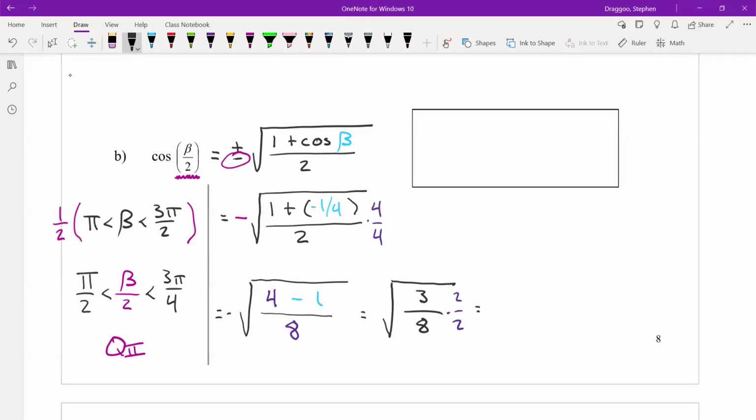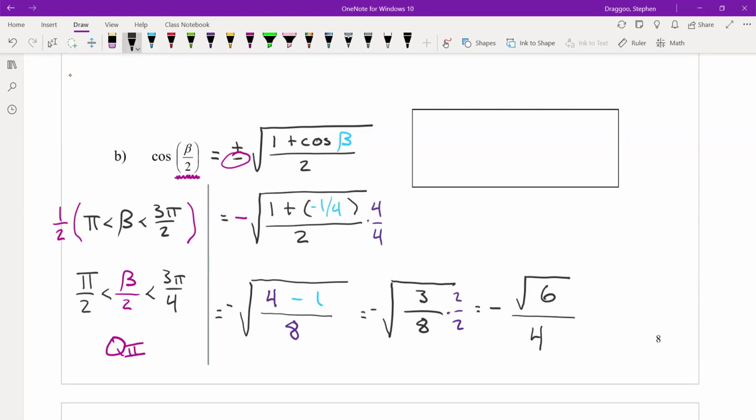So that'll be, don't forget the negative sign though. Right, that negative sign is kind of important. We spent a lot of time getting it, so we should make sure we keep it with us. In the top, underneath that square root, I've got 3 times 2, which is 6. And in the denominator, 2 times 8 is 16, the square root of which is 4. So negative square root of 6 over 4.